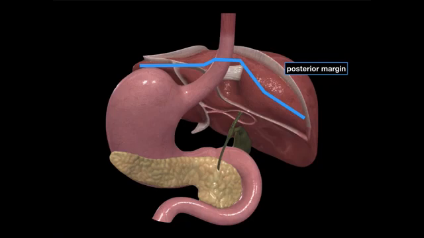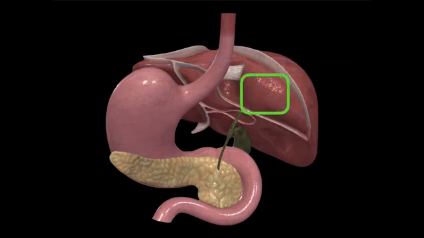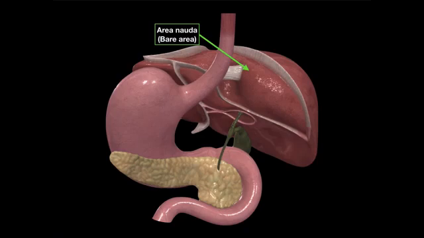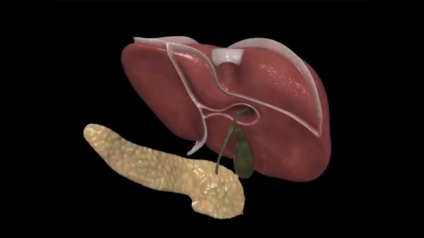And what's interesting here is that the whole liver is covered by ligaments and fat, except for this area right here on the posterior margin called the area nuda, or the bare area, which is directly in contact with the diaphragm, because remember, the diaphragm lies on top of the liver. So now that we're looking at the liver posteriorly, let's go ahead and look at its distinct features back there.